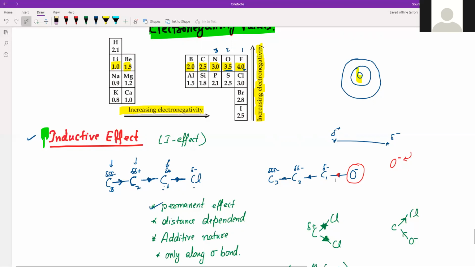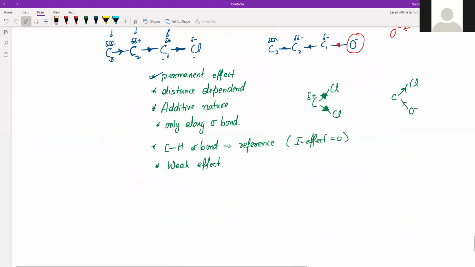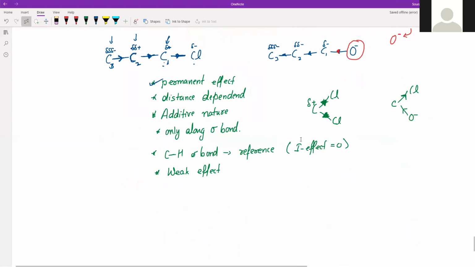So two types of polarizations are possible. That is, the electron cloud shifting towards the carbon or shifting away from the carbon. These two possibilities are there. And some points we have already seen: first, this effect is a permanent effect. Second, it depends on the distance, so it is distance dependent. Third, it is additive in nature.